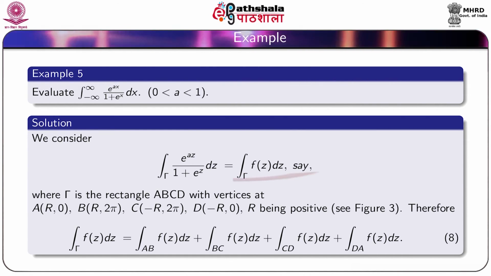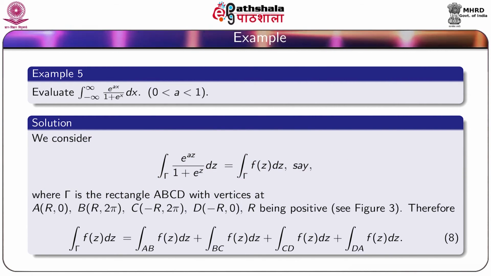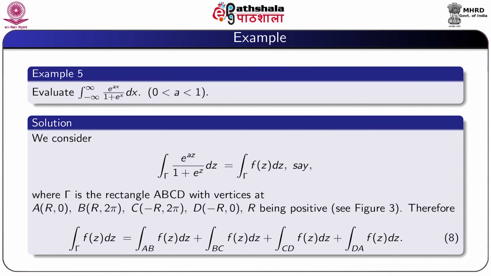So, we consider the integral over gamma of e to the power az by 1 plus e to the power z dz, equal to the integral over gamma of f(z) dz, where gamma is the rectangle ABCD with vertices at A (r, 0), B (r, 2 pi), C (minus r, 2 pi) and D (minus r, 0), r being positive. For this, see the next figure.